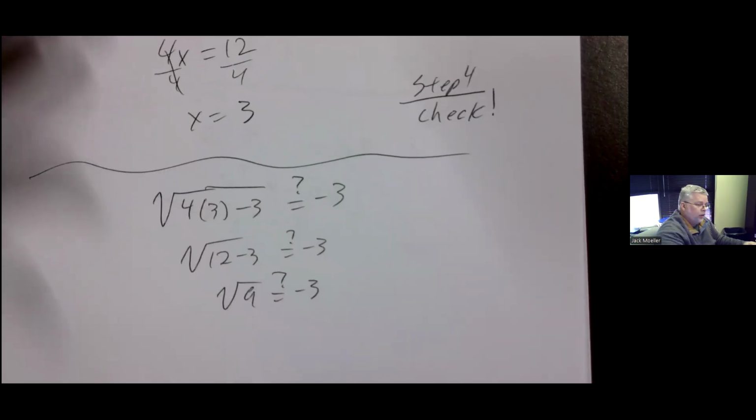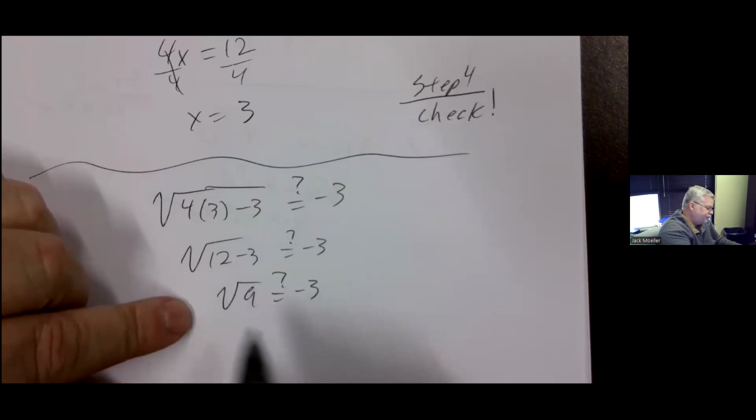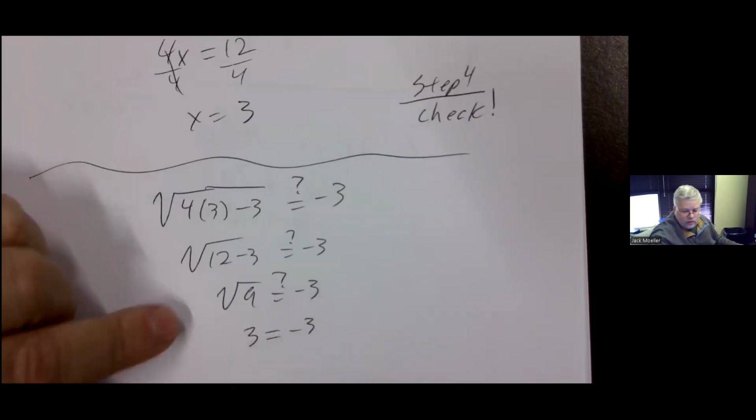Oh, here's where we have a problem, right? With the square root, the only way to get a negative answer is if there was a negative out front. So the square root of 9 is +3. +3 does not equal -3.